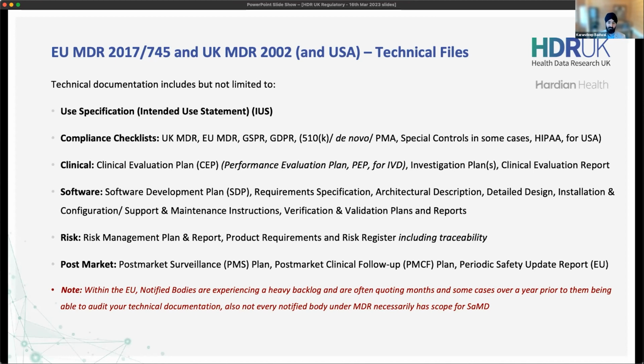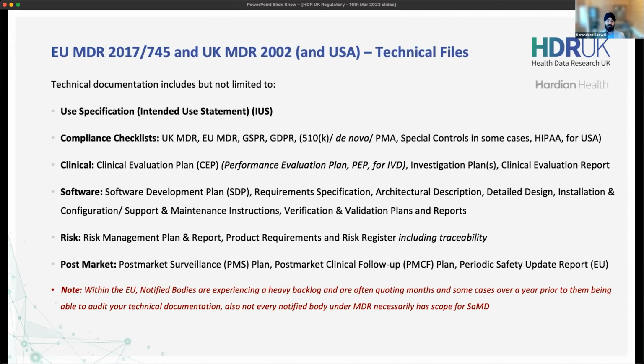Then we've got the clinical pieces, of course. We're going to have things like clinical evaluation plans, performance evaluation. Like I talked about earlier, under the medical device MDR it is clinical evaluation, under IVD it is performance evaluation, but they're the same thing, just a difference in terminology. And then we're going to have reports from that. Now, software-specific stuff, we're going to have software development plans, requirement specifications, architectural description. How exactly does it work? What does it speak to?